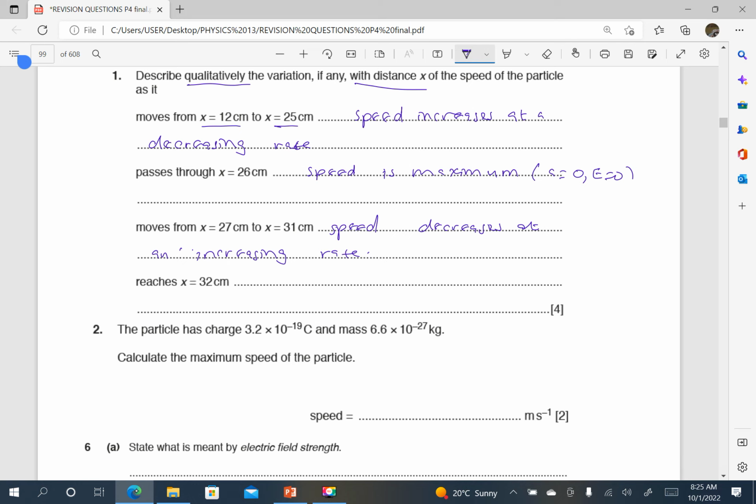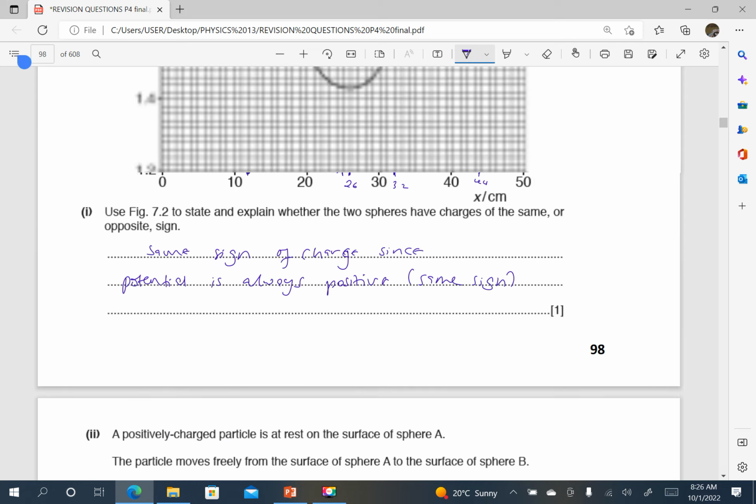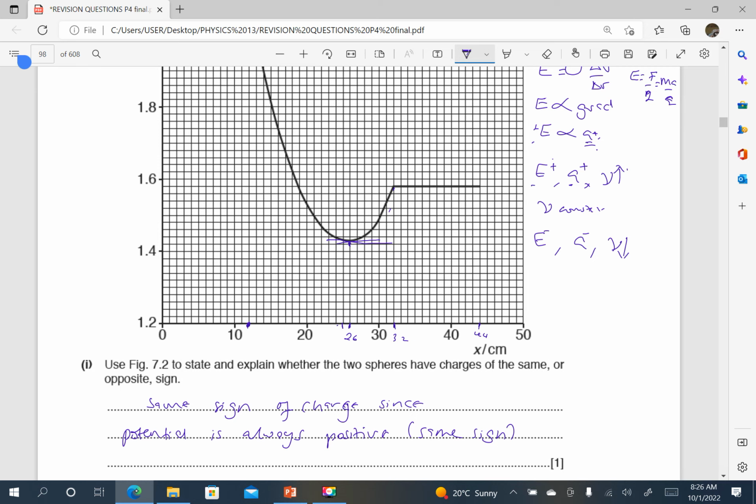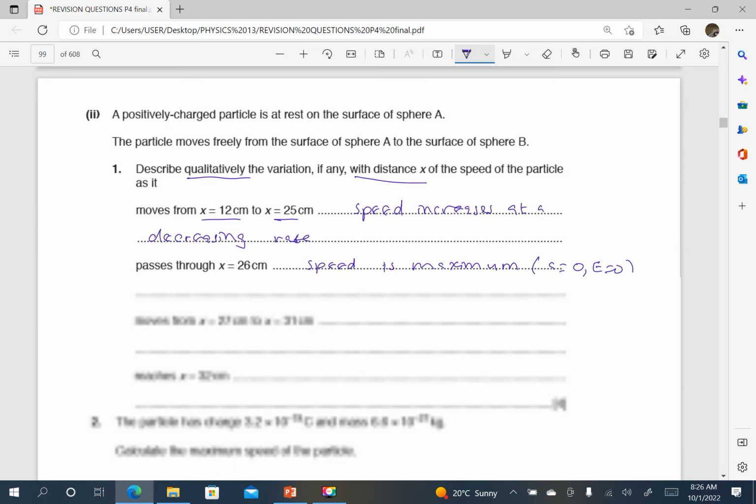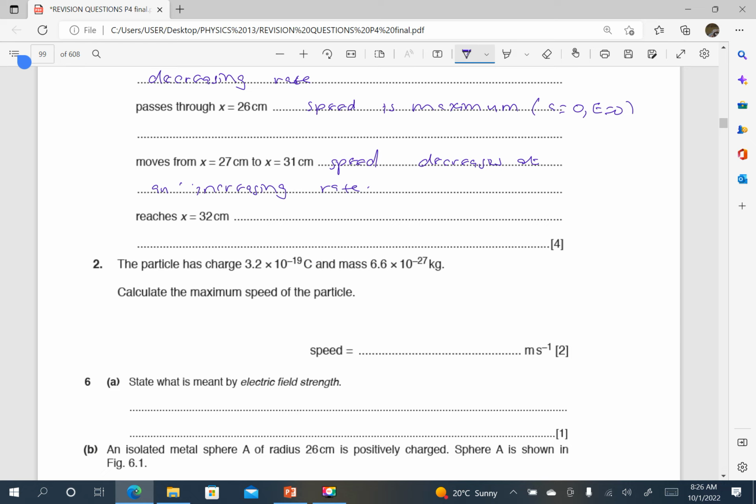Okay, so that is the question. Then, of course, at 32 centimeters, that is almost towards the surface, the speed is still decreasing.